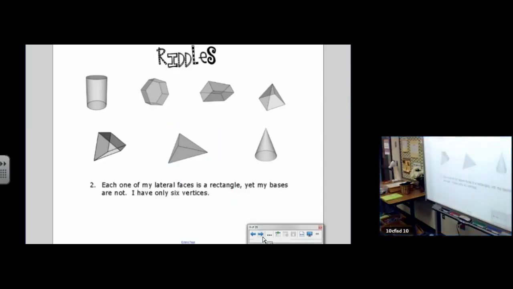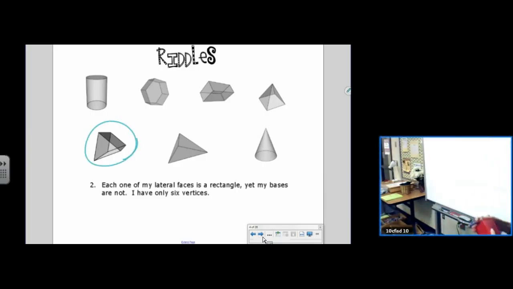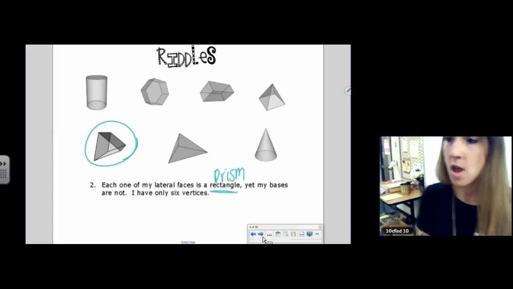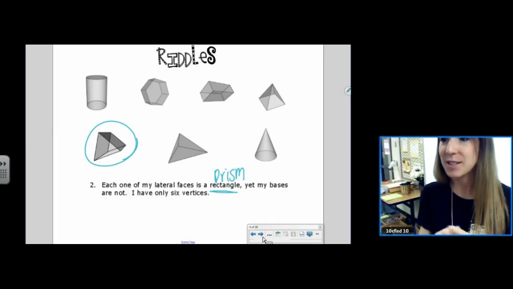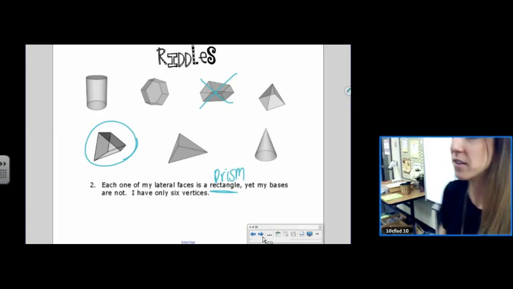Next one. Each of my lateral faces is a rectangle, yet my bases are not. I have only 6 vertices. The answer to this one is triangular prism. Let's dissect this. Each one of my lateral faces is a rectangle. All right, now we know it has to be a prism. My bases are not. Okay, so it's not a rectangular prism, so that one's out.